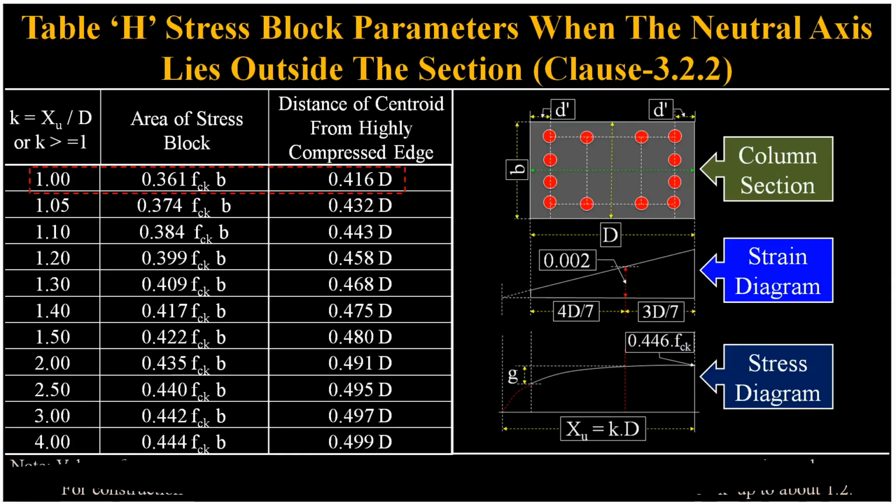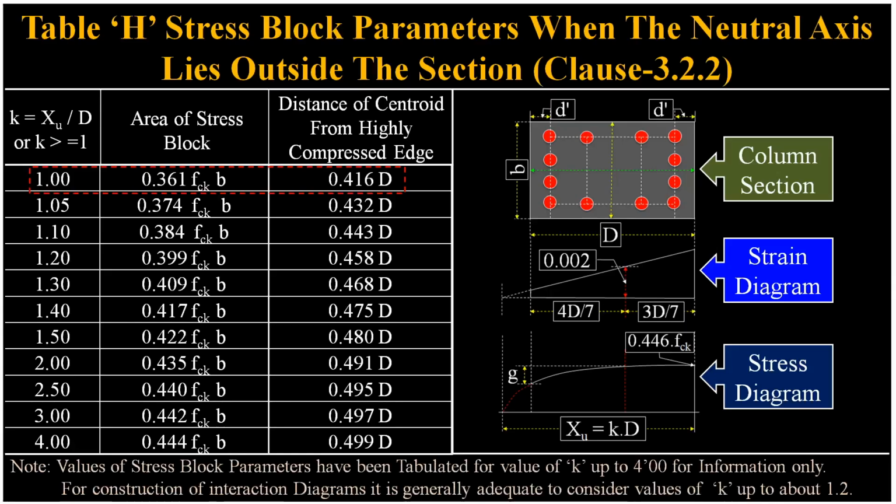The note indicates that for constructing the column's interaction diagrams, considering K values up to only about 1.2 is generally sufficient, as most practical designs fall within that range. These tabulated parameters are essential for generating the upper, compression-controlled portion of the Pu versus Mu interaction curve.